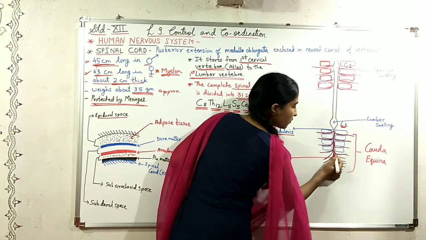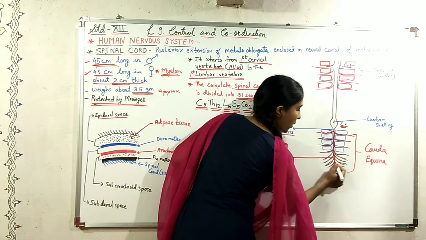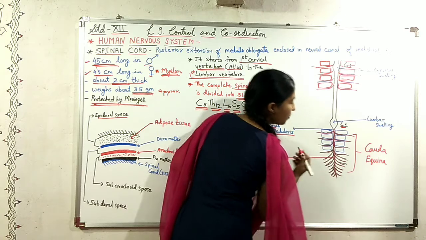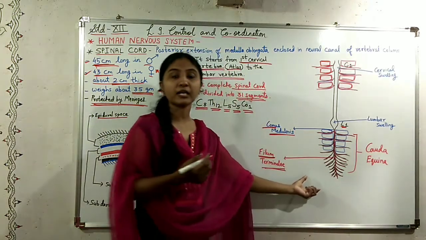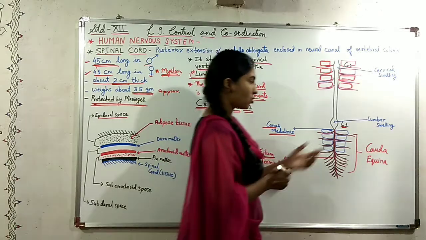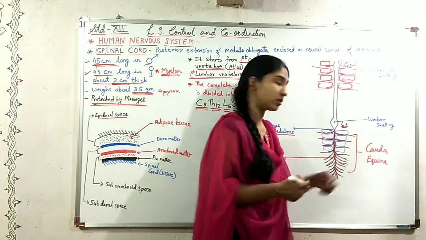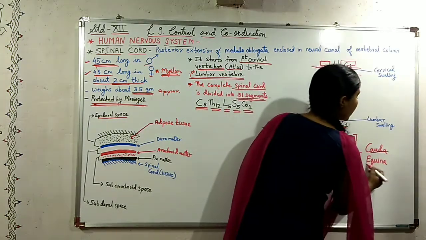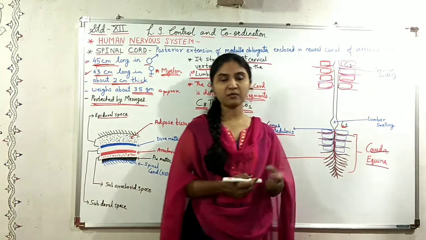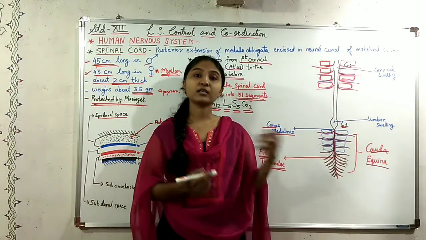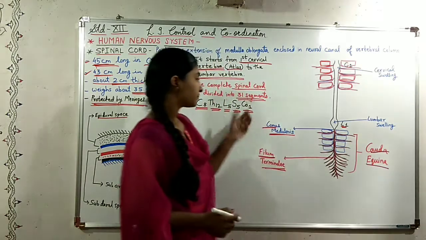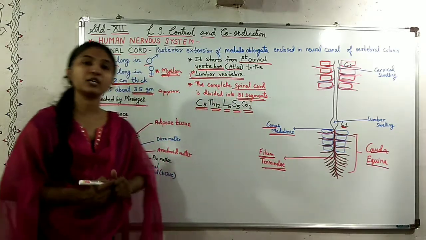Now from these points they come out, and this part looks like a ponytail or a tail. So that's why this whole tail-like structure is called the cauda equina. Cauda means the tail, and equina, the name is derived because the part looks like a horse's tail. That's why it is called cauda equina. So this is the structure of the spinal cord.